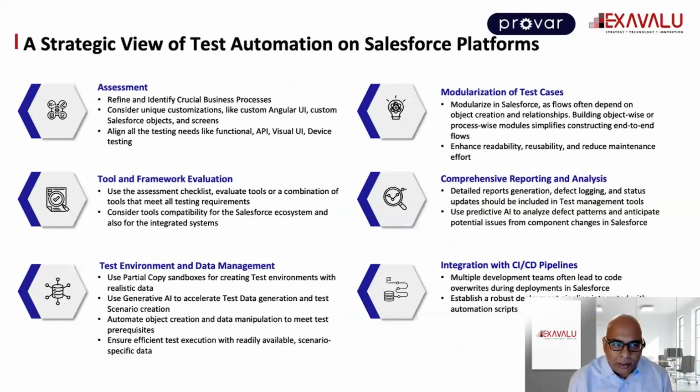So we'll start with an assessment. As we said, you've got to make sure that the core of your testing is focused on business objectives. So you've got to identify what your core business processes are, what the expected outcomes are, and build your test cases around that. Consider what unique customizations you might have. You might have Apex products in your environment. You might have custom UI built out. And of course, integrations.